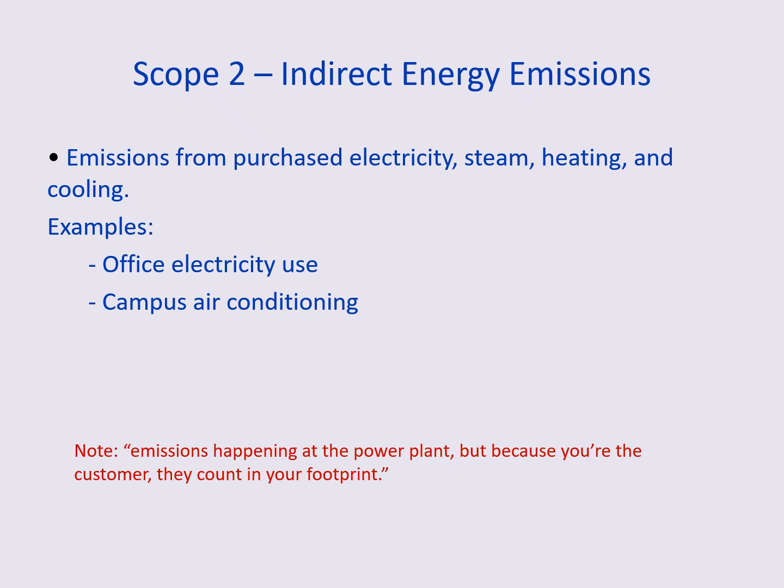Scope 2, indirect energy emission. So emission from purchased electricity, steam, heating and cooling. All these factors come under scope 2, which is indirect emission. This is completely based on purchased energy. Examples: office electricity use, campus air conditioning. Emissions happen at the power plant, but because of you, the customer, they count it in your footprint. So it is indirect emission.